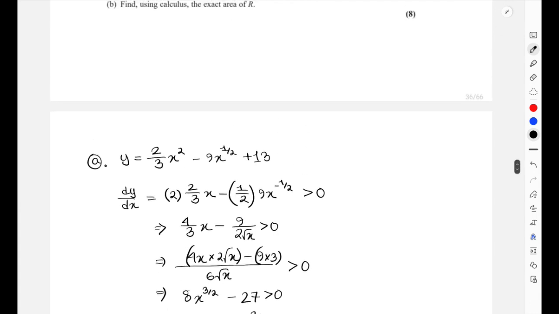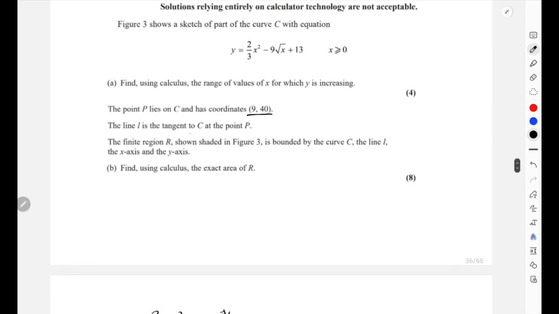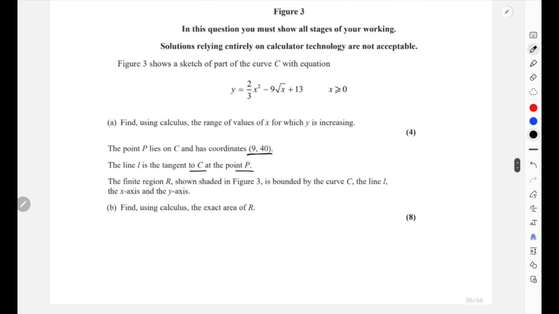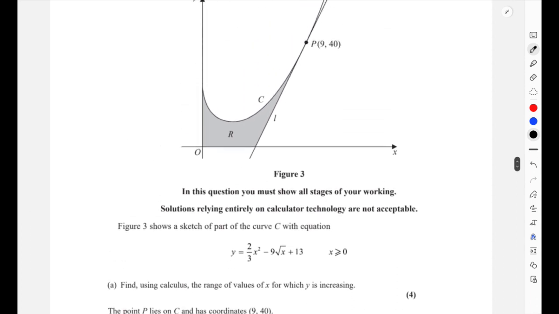After this, part B: the point P lies on C and has coordinates 9, 40. Okay, they have given you one coordinate now, and the line L is a tangent to C at point P also. The finite region of this curve C is represented on the diagram, and you need to find the area over here.